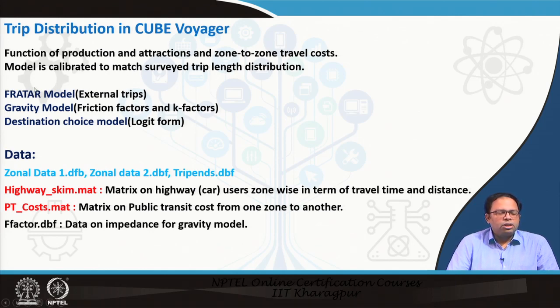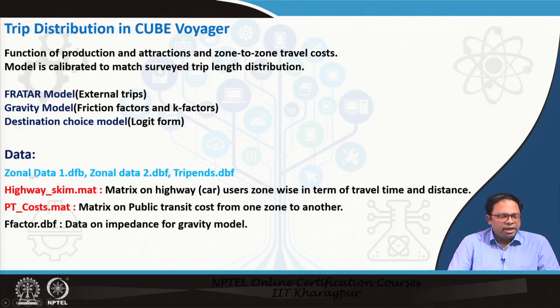Trip distribution in Cube Voyager could be done with a Fratar model for external trips, or a gravity model where we can use friction factors and K factors, and we can also have a very complicated destination choice model in the logit form. Over here we will be using the gravity model, and the destination choice model we will show in the next lecture when we do an activity based model.